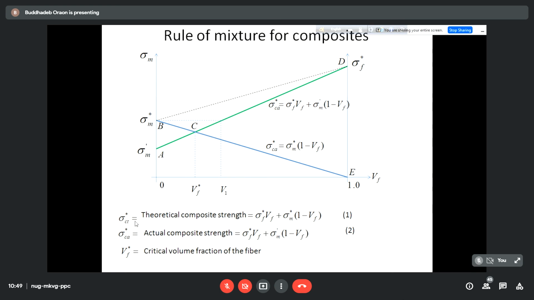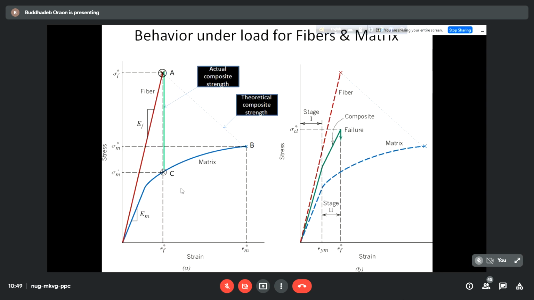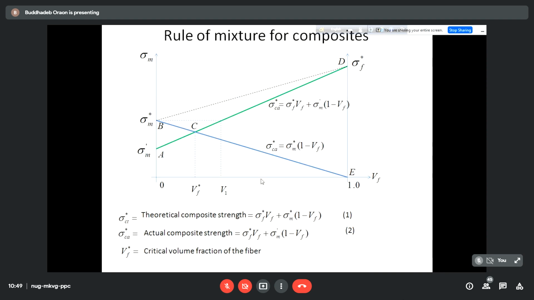Theoretically, one can write this equation, and I think it is clear from the earlier graph. So this theoretical composite strength, in this graph, whatever you will get, the point will lie on this graph. That particular value will be sigma f star Vf plus sigma m star (1 minus Vf). 1 minus Vf is nothing but your Vm. So this is equation number one.